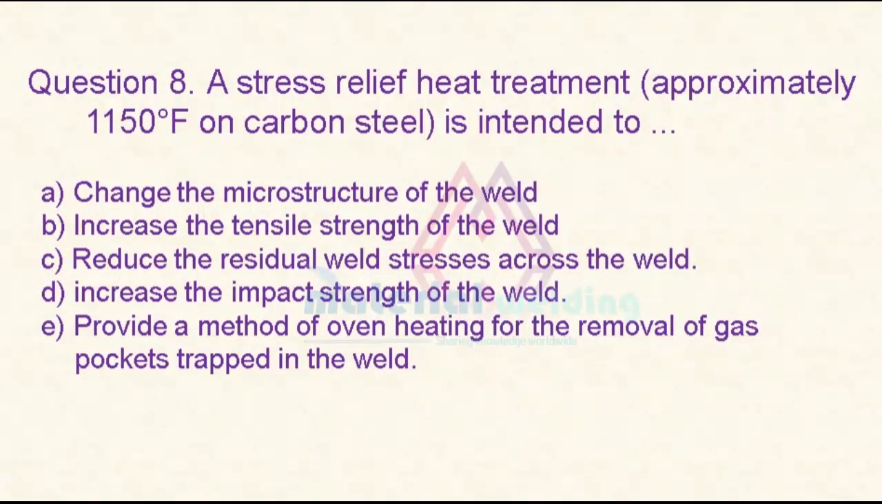Question 8. A stress relief heat treatment, approximately 1150 degrees Fahrenheit on carbon steel, is intended to: A. Change the microstructure of the weld. B. Increase the tensile strength of the weld. C. Reduce the residual weld stresses across the weld. D. Increase the impact strength of the weld. E. Provide a method of oven heating for the removal of gas pockets trapped in the weld.